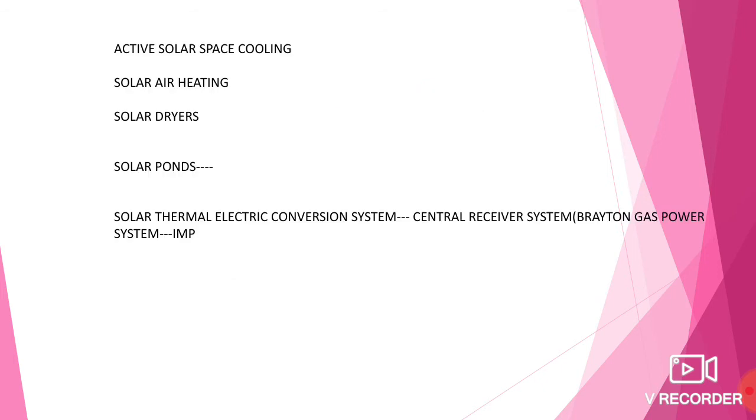Next we will see solar space cooling. Again, solar space cooling is also a best example or application of solar energy. In space cooling, the major current interest is in mechanical cooling or air conditioning systems that depend on solar heat for their operation and are unaffected by atmospheric humidity.